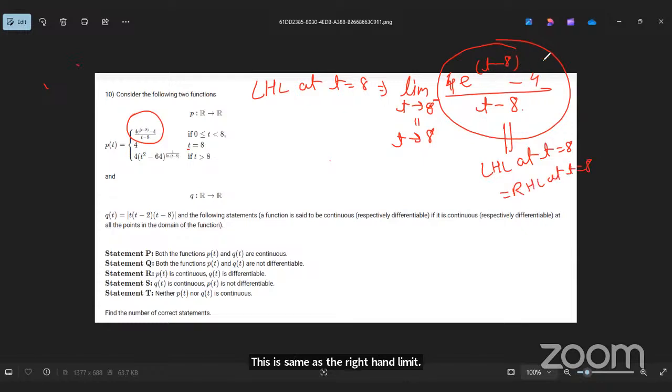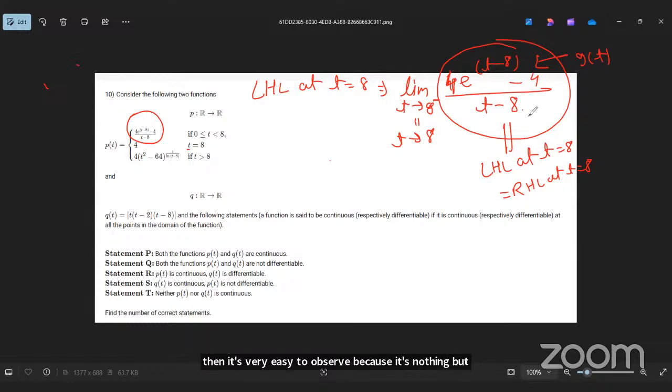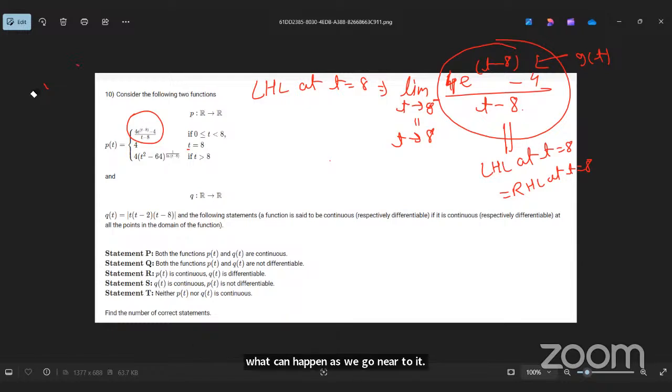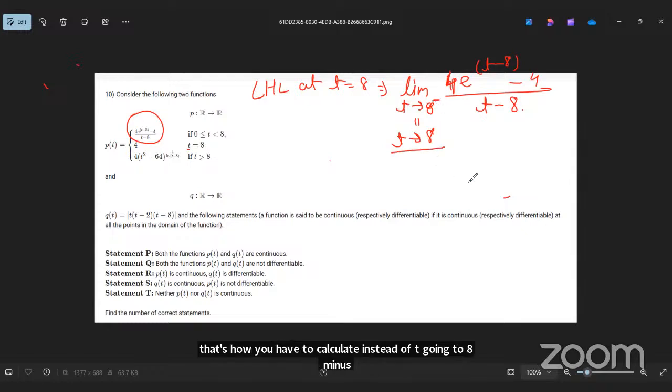If you consider this to be some other function g of t, then it's very easy to observe, because it's nothing but a combination of exponential function and linear function. But since it's a rational function, we cannot say what can happen as we go near 8. But the left hand limit and right hand limit will be the same. So that's another reason you can say that. Whenever you have a piecewise function, that's how you have to calculate. Instead of t going to 8 minus, substitute t going to 8. These two limits will be the same.